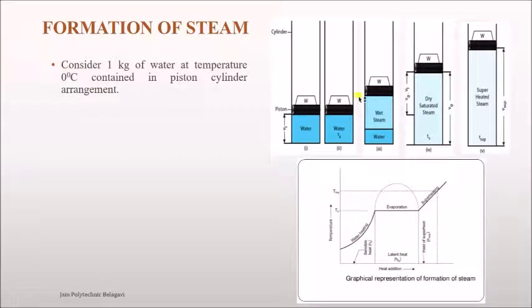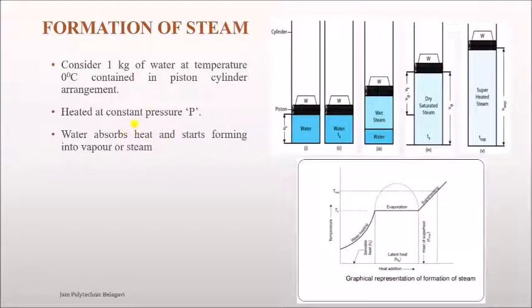This process will be explained by this temperature and enthalpy, or heat addition, plot. First, water is heated at constant pressure. The pressure doesn't change. So water absorbs heat and starts forming into vapor or steam. This is the initial condition, that is, before heating.